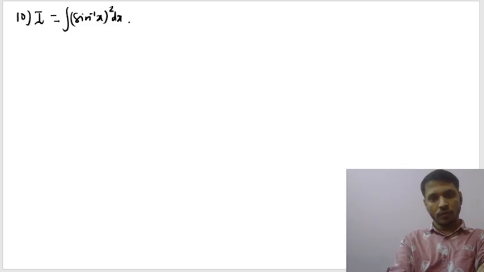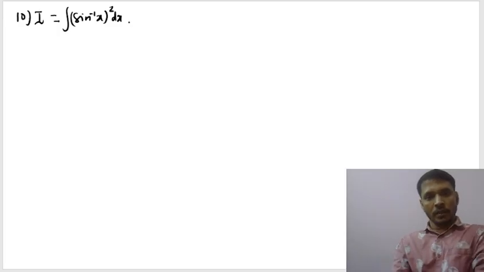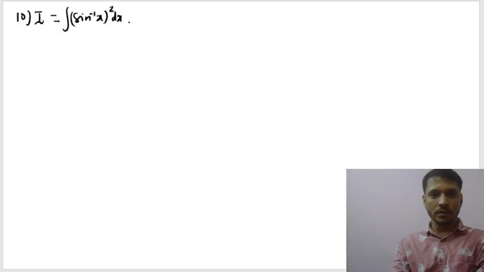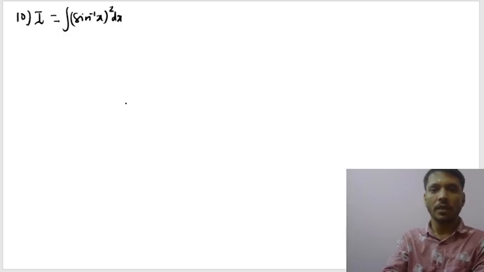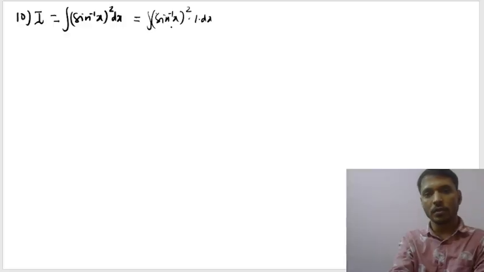So do we need to assume some variable for this, or can it be applied directly? There is only one constant, right? We have to multiply this with one more constant. So we are multiplying this with 1, which means we are writing it as the integration of sine inverse x whole square into 1 into dx. So sine inverse is the first function, and 1 is the second function.